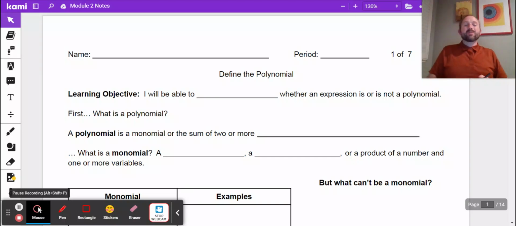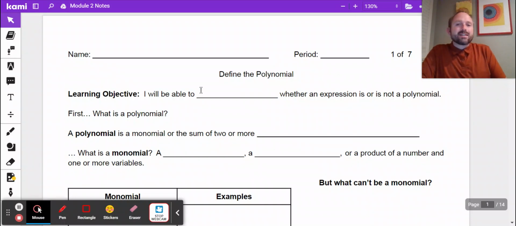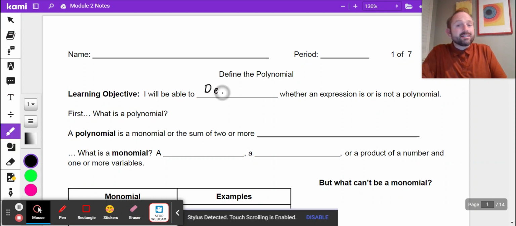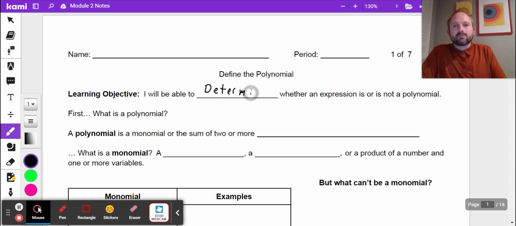Hello, everyone. Mr. Schultz here as we dive deep into what is a polynomial. So, we're going to define what is a polynomial. Our learning goal for today is to be able to determine whether an expression is or is not a polynomial.